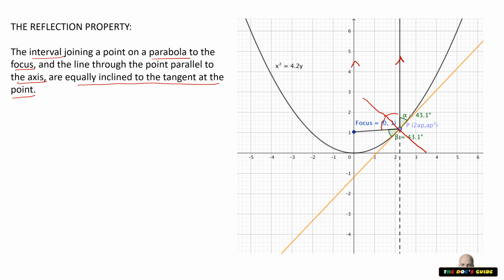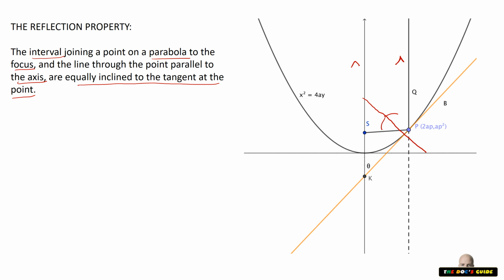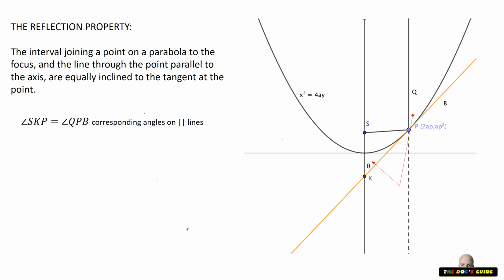Again, it's not a proof to be memorized, but the shape of the proof, in a sense, needs to be memorized. So here's a diagram with a little bit less complication on it, and in fact I'll just try and rub those lines off. So what we can see is that if we mark the angles SKP, this angle here, and QPB, so this angle up here, they're corresponding angles on parallel lines, being the y-axis and the line that we've put in there. So they're equal to each other.